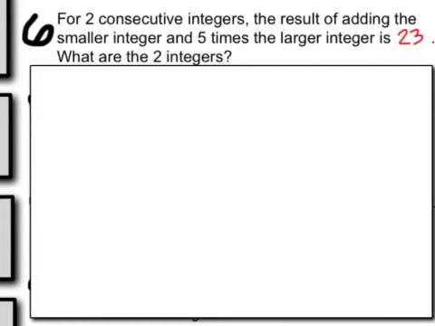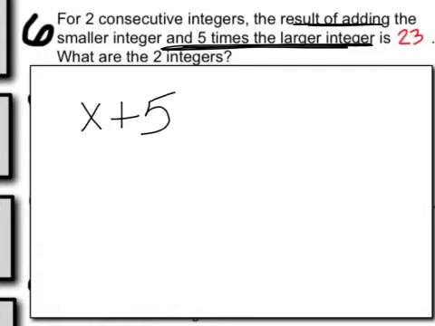For 2 consecutive integers, the result of adding the smaller integer, you let x equal the smaller integer. The result of adding means you're going to add it to something. 5 times the larger integer is 23. The result of adding the smaller integer and 5 times the larger integer is 23. So what you would have to do is this. 5 times the larger integer is this.